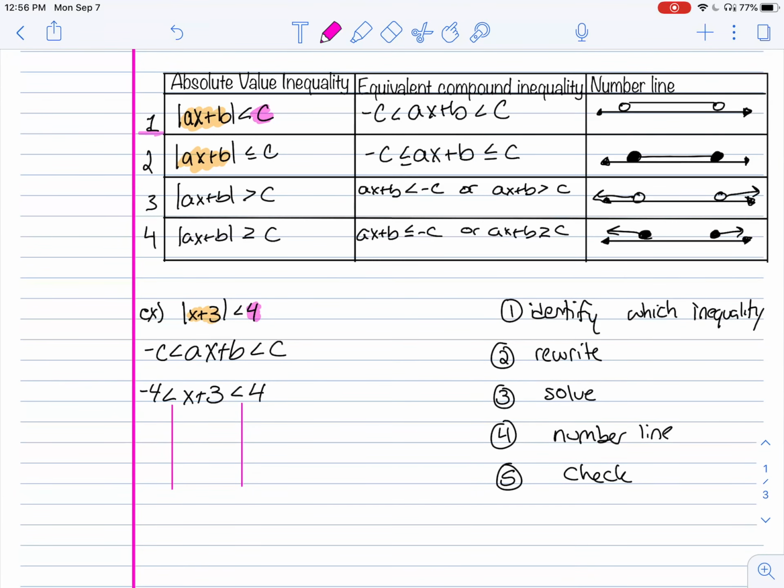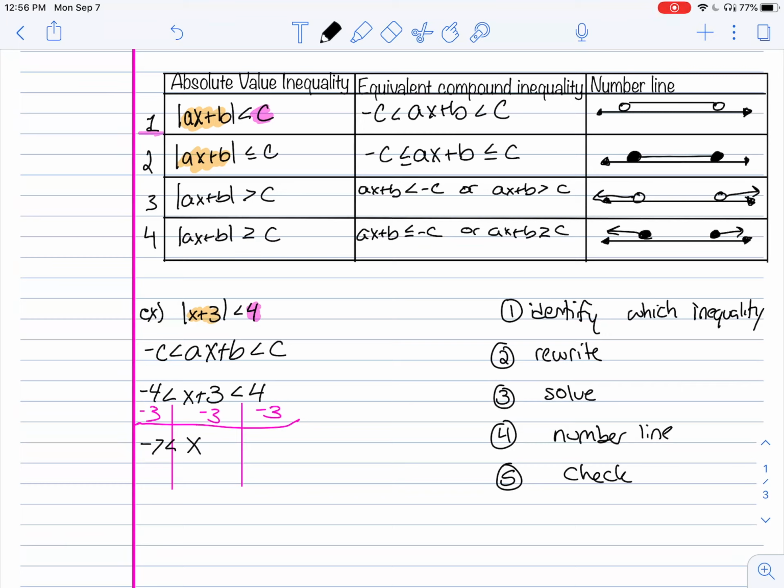I need to get x by itself in the middle here, so I need to subtract away that 3. If I subtract away the 3 from the middle, I also have to subtract it away from the right and from the left. So I'm going to do that, and then I'm going to go ahead and simplify. Negative 4 minus 3 is negative 7. I bring down my inequality.